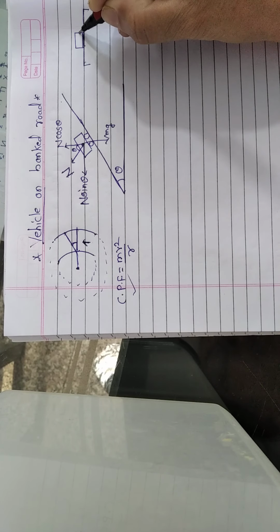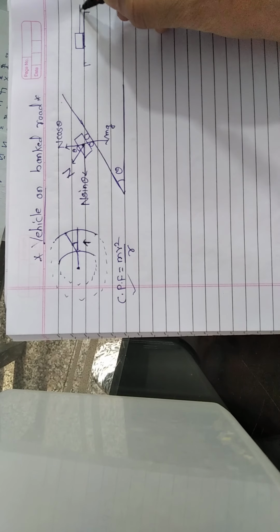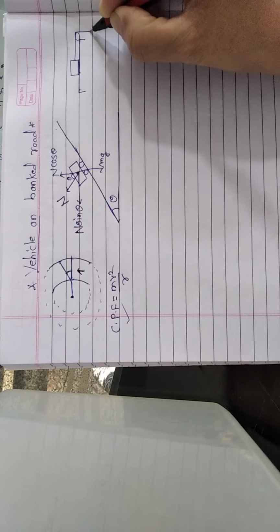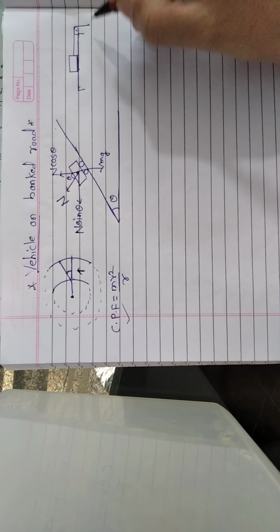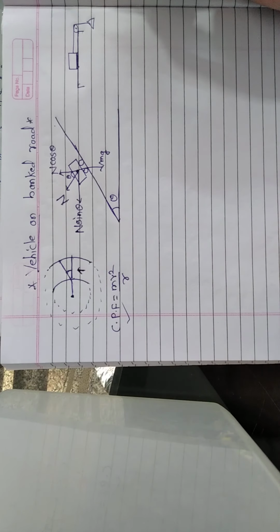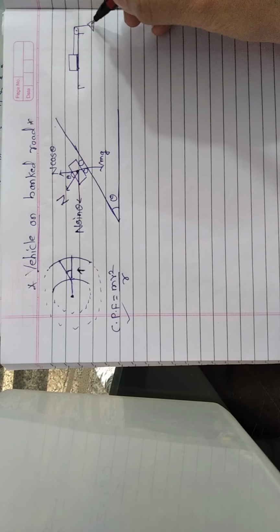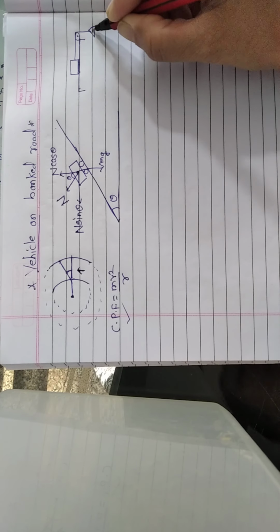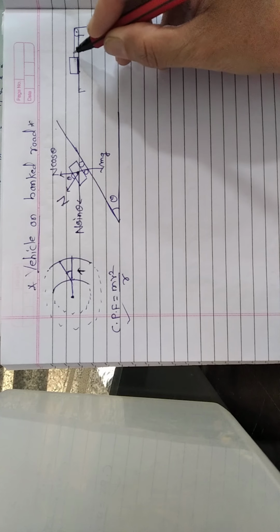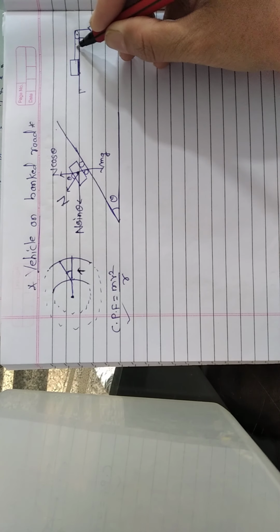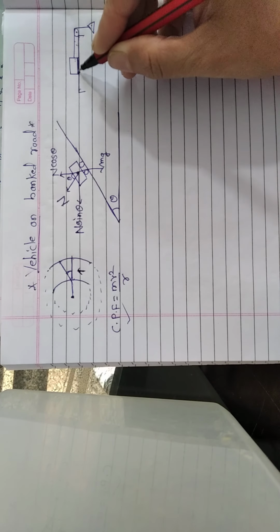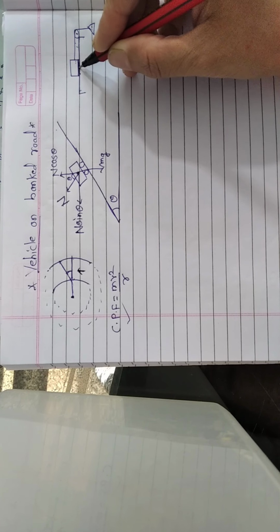Suppose one string is attached to this block, it is passed over the pulley, and the other end of the string is attached to the lightweight pan. Whenever some weight is added in this pan, the block starts to move, and then it will stop. Why does it stop? Because of the friction produced between the two surfaces.